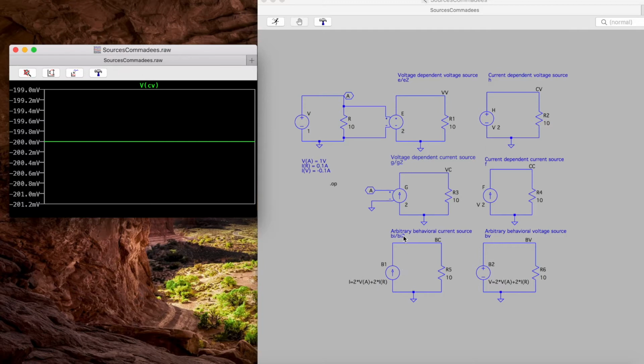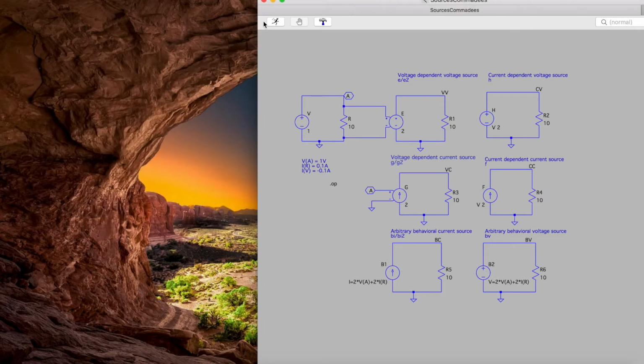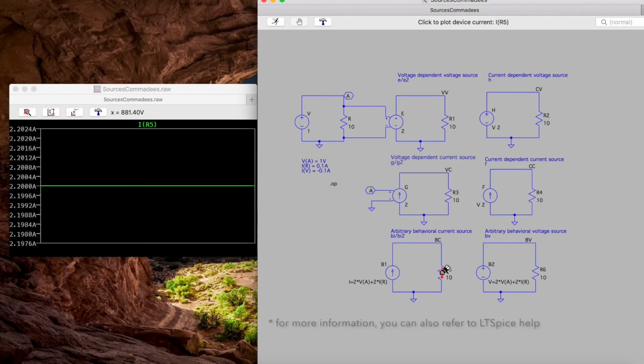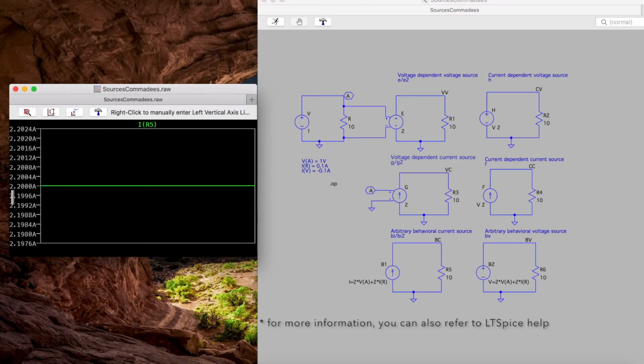And finally, we have the arbitrary behavioral current and voltage sources. So for the current source, here we enter an expression for the current, and here in this expression we have a voltage and a current, but LTSpice will process automatically the units. So here, for example, the current is equal to 2.2 ampere.